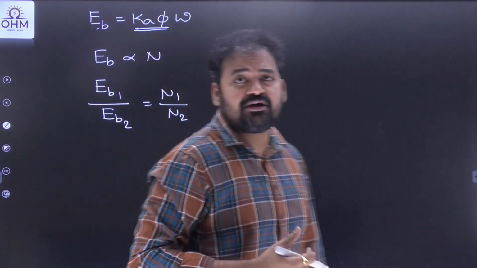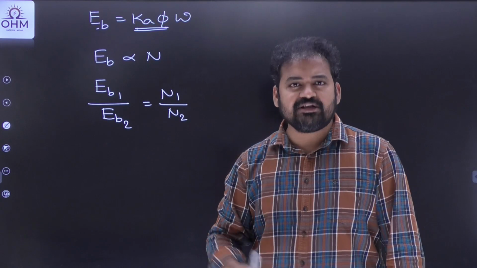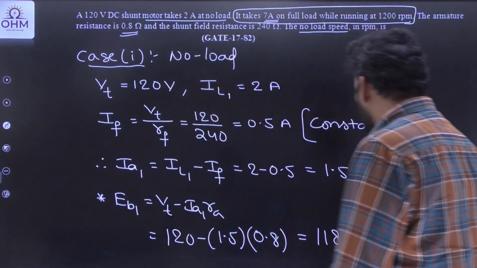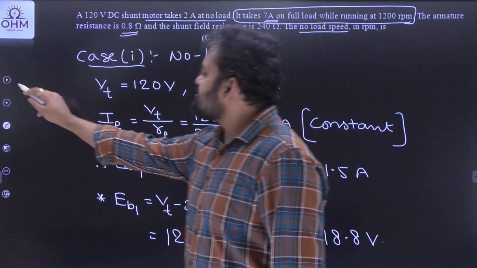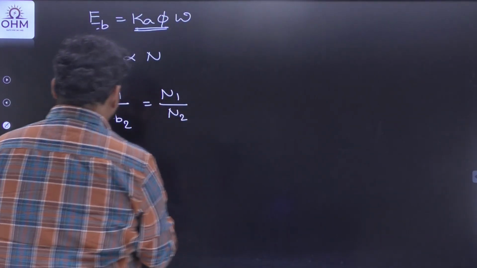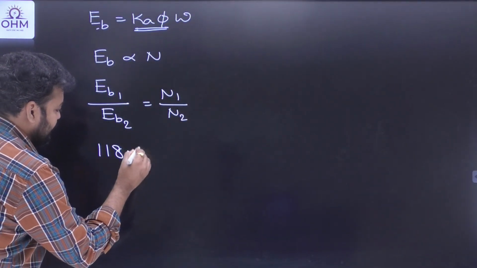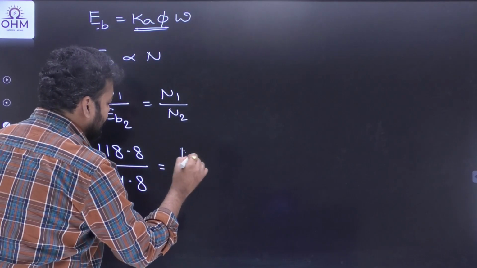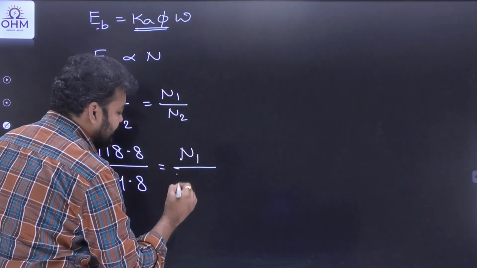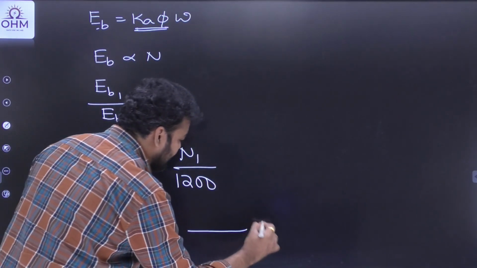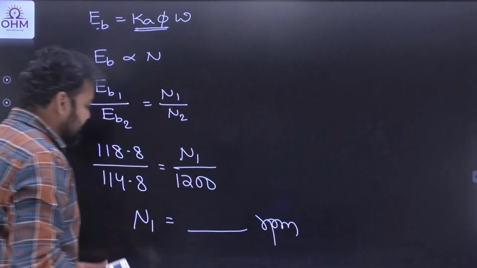What is the answer we need, guys? We need no load speed. That is the first case speed. So what is the back EMF I got in the first case? 118.8. Second case 114.8. So 118.8 by 114.8 is equal to no load speed, the answer we need, divided by full load speed 1200 RPM. So you can easily get the answer for no load speed here.